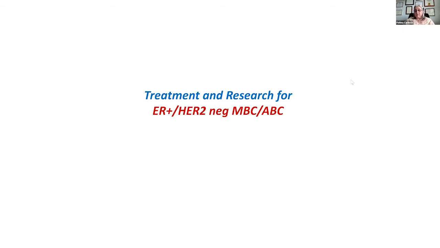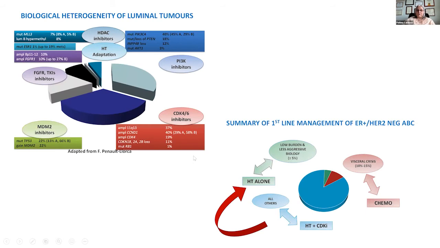So let's go to the most frequent type of breast cancer, or different subtype. The most frequent subtype of breast cancer, which is the hormonal dependent breast cancer, or ER positive, HER2 negative breast cancer. The aim of this slide is just to tell you that this is also a very heterogeneous group of diseases.